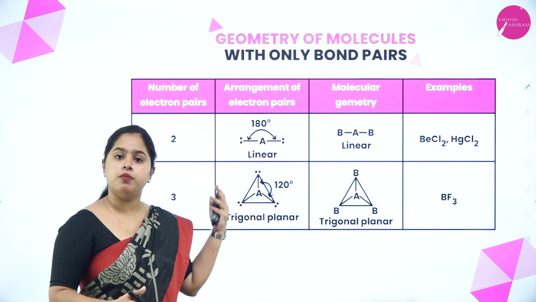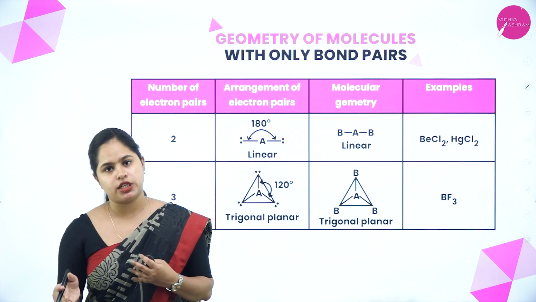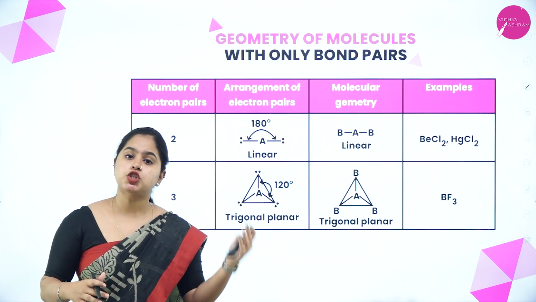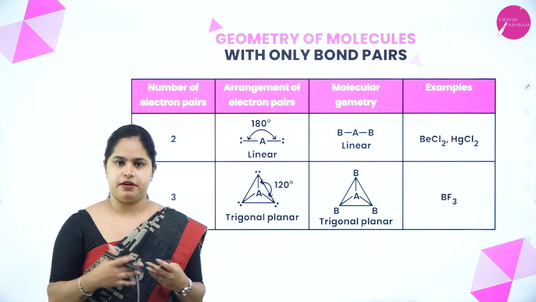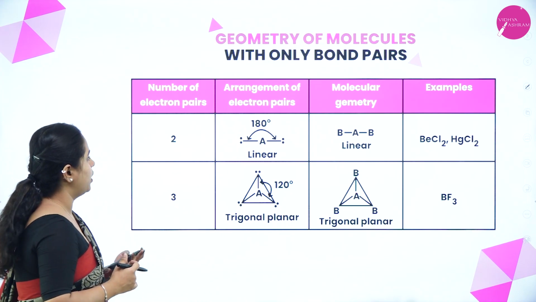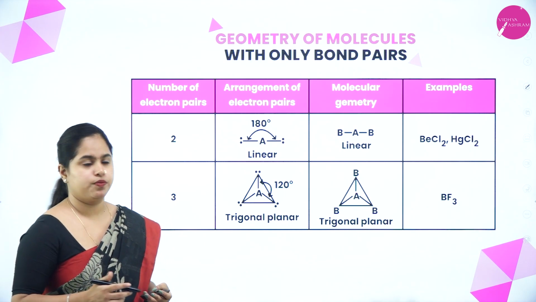In the case of molecules having only bond pairs, the geometry and the shape are the same. But if lone pairs are also included, then geometry and shape will be different. So you have to keep this in mind. Beginning with the first one, let's take the example of BeCl2.